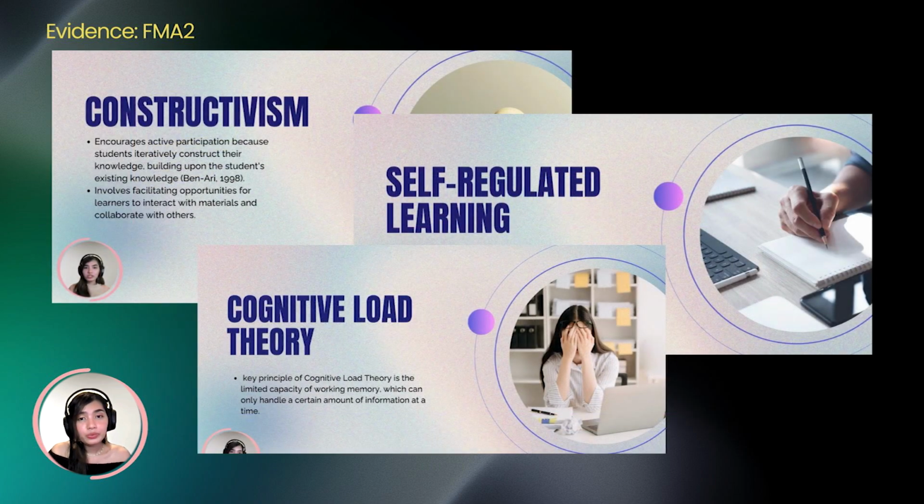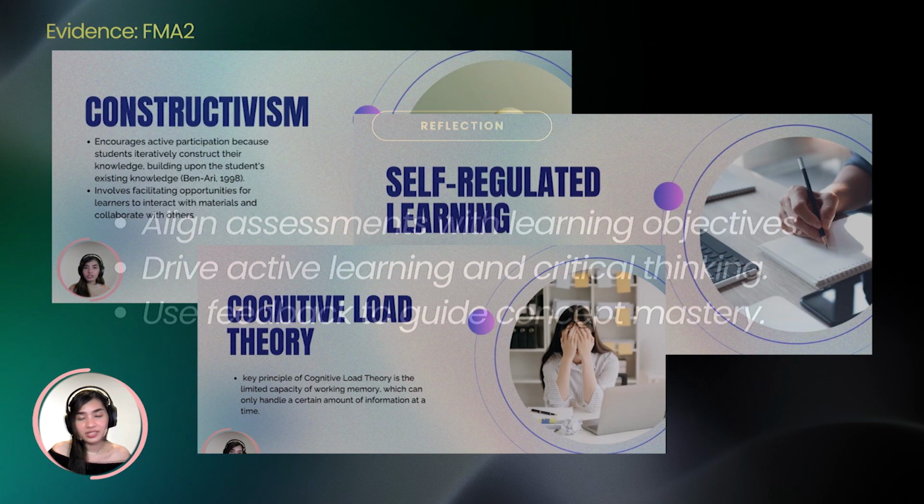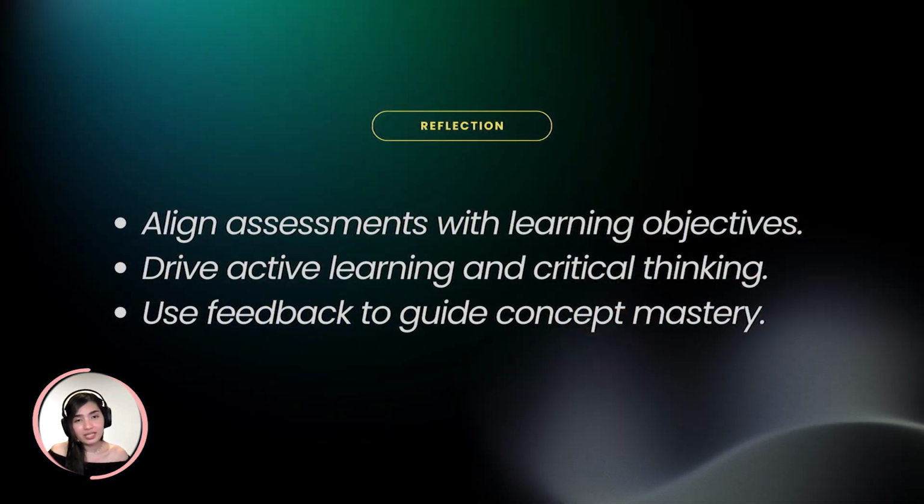Additionally, my FMA 2 explored learning theories like constructivism, self-regulated learning, and cognitive load theory. Constructivism guided the creation of interactive tasks that build on students' prior knowledge. Self-regulated learning features supported students in managing their learning, while cognitive load considerations help balance task difficulty to enhance learning efficiency.